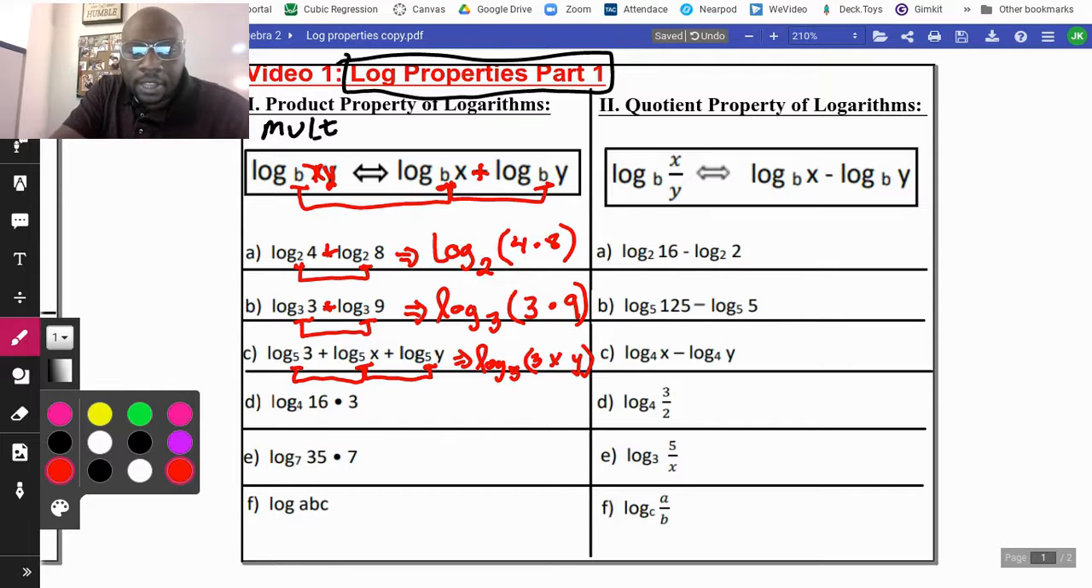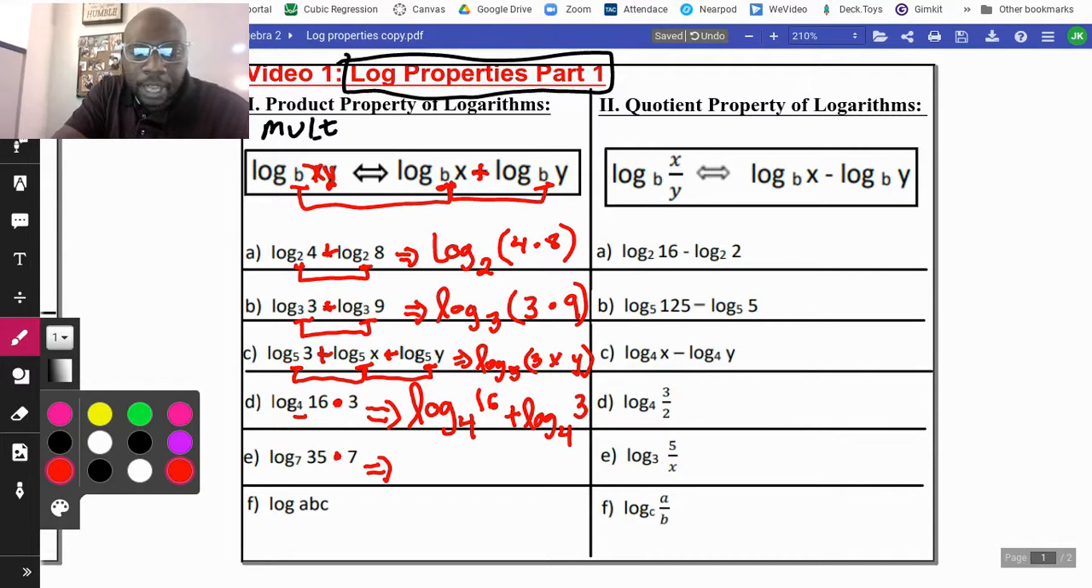All right, now they're going to reverse it on us. They just put the multiplication this time, because in the previous ones they were all plus. In this case, it's in a single form, and they want us to break it apart. The base is 4. We're going to break it apart in such a manner: log base 4 of 16, plus, again, log base 4 of 3. It's like I'm going backwards from what I was doing earlier.